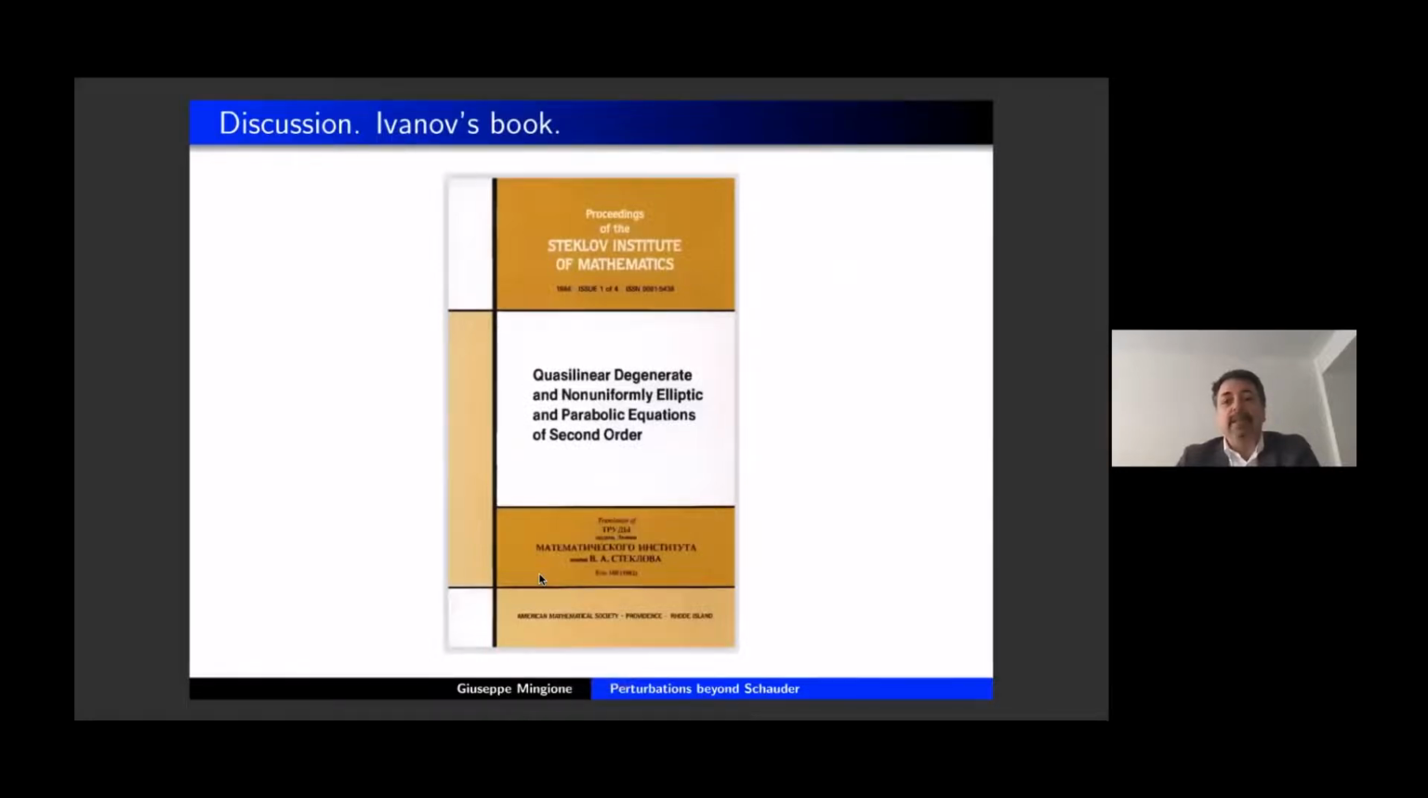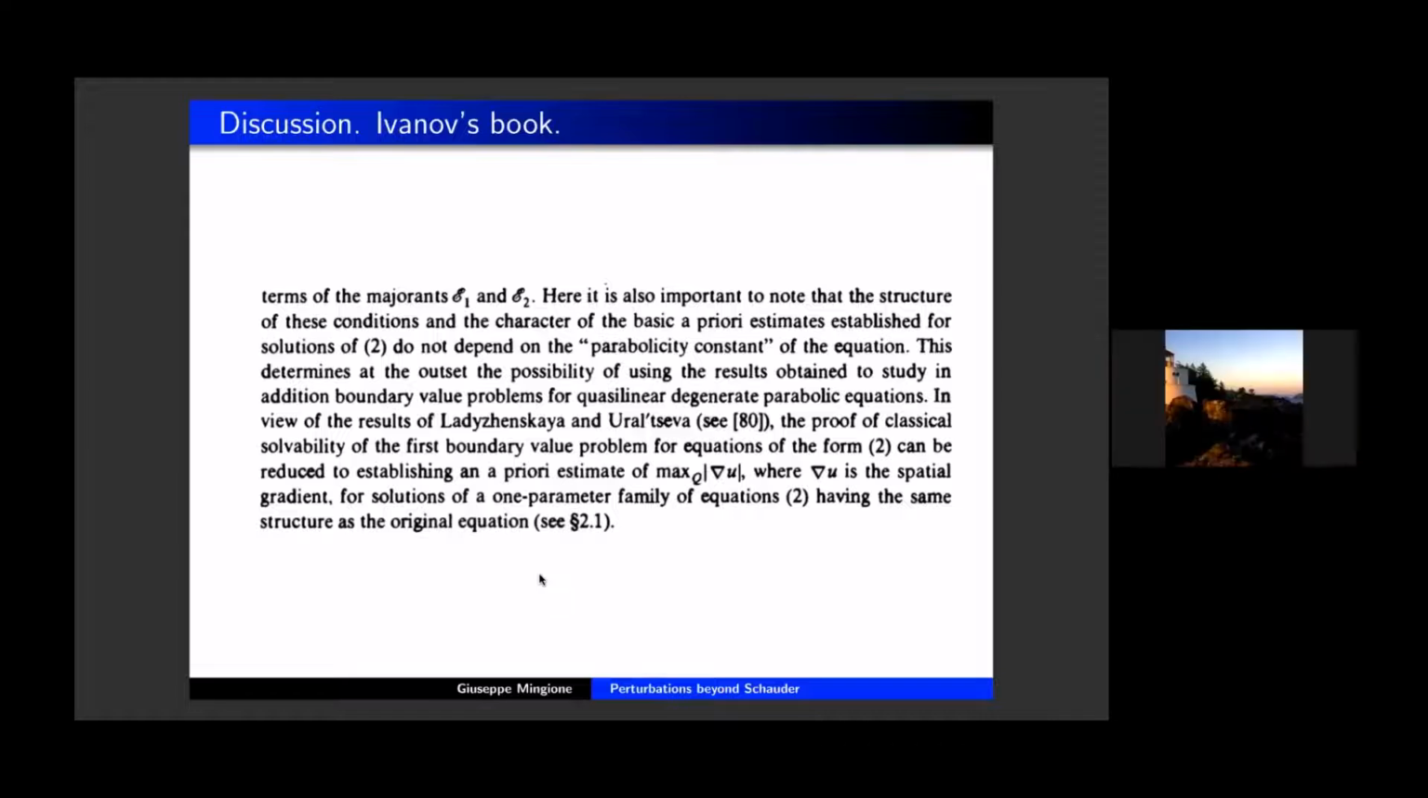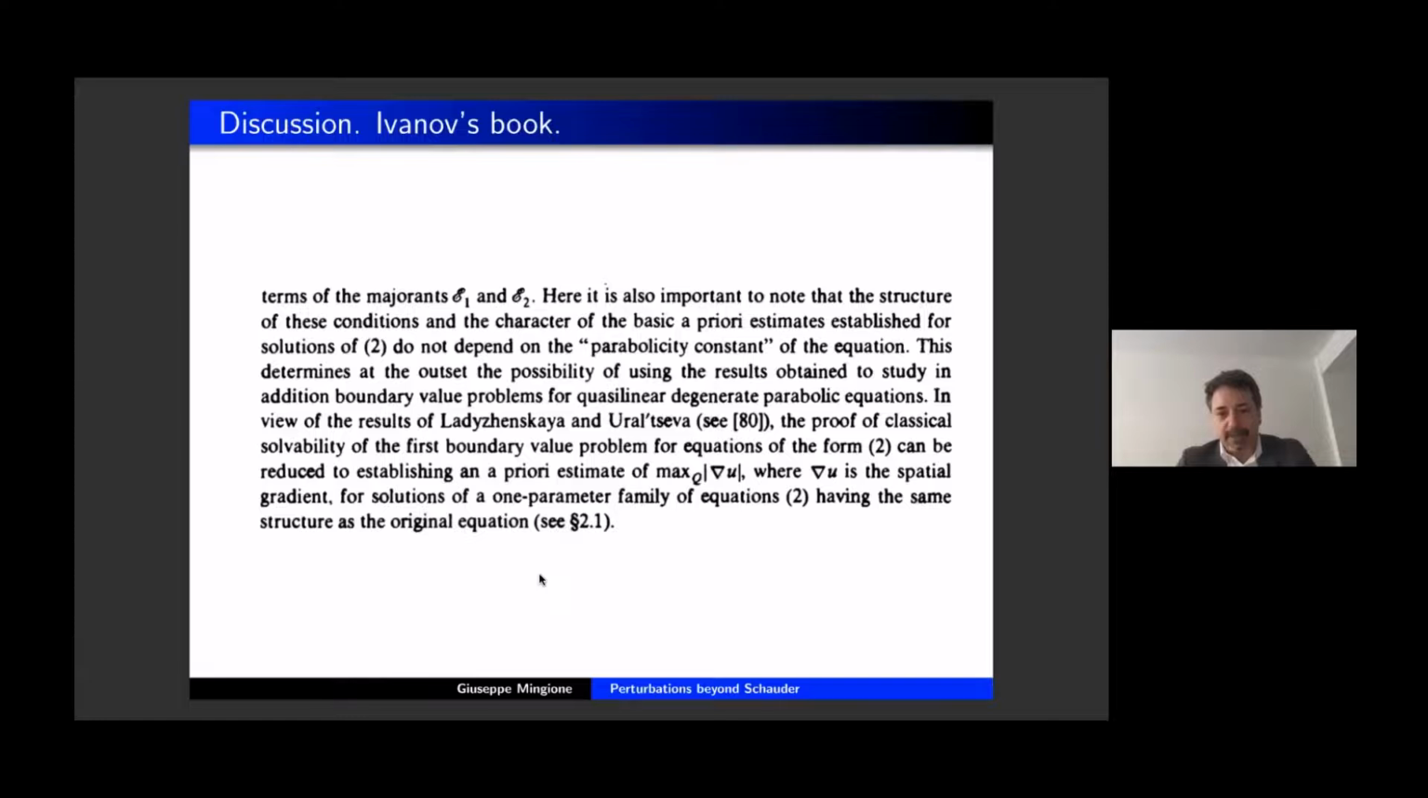And for instance, this is the monograph of Ivanov that summarizes the progress on non-uniformly elliptic problems made in St. Petersburg through the 60s, 70s, and the beginning of the 80s. And in fact, he remarks once again that the crucial point is to obtain a priori estimates for the gradient, if you want to treat non-uniform ellipticity. That's another point where this problem is discussed.